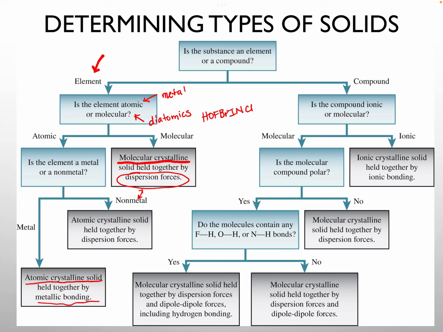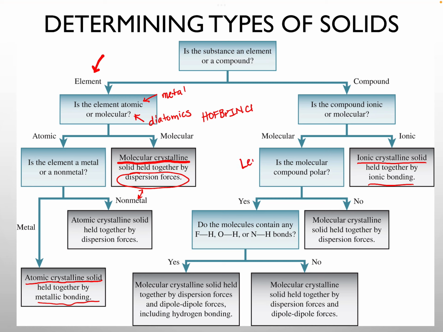If instead it was a compound, you need to ask yourself, is it ionic or is it molecular? If it's ionic, it's always going to be an ionic crystal and solid held together by ionic bonding. That's the only thing it can be. So if you come across an ionic compound, you're going to say it's an ionic crystal held together by ionic bonds. Okay? If it's molecular, though, then you need to figure out, is it polar or is it nonpolar?